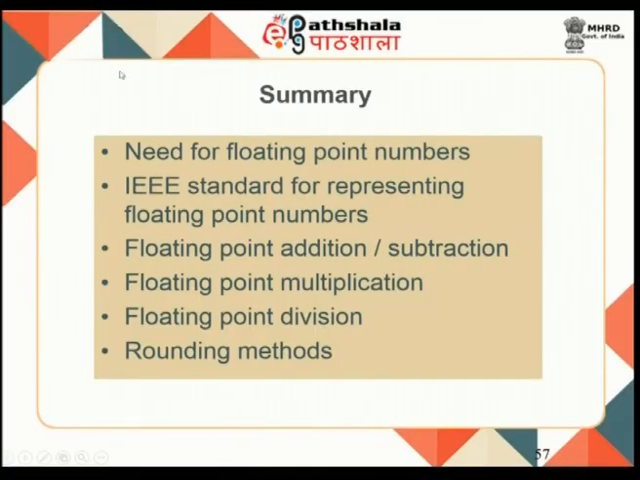So, to summarize what we have done in this module, we have looked at the need for floating point numbers, and the IEEE standard for representing floating point numbers, both single precision and double precision. Then we looked at the standard steps and the architecture needed for implementing floating point addition or subtraction, and the basic steps needed for floating point multiplication and division operations. And finally, we looked at the different rounding methods that are used to remove the extra guard bits that are introduced in the architecture.